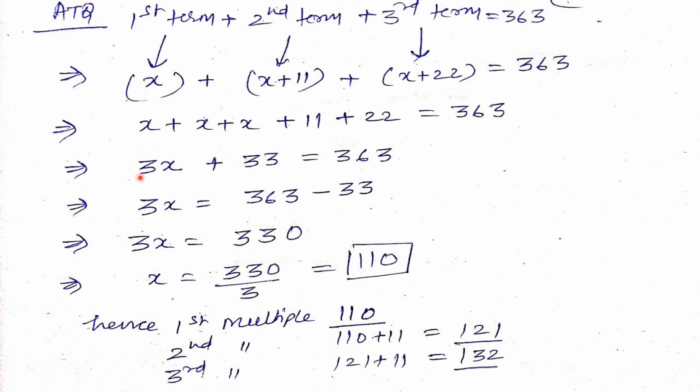To solve it, same procedure. I have taken this 33 to this side, then finally divide by 3. Answer I have got as 110. So the first multiple is 110, which is our x. So second multiple is x plus 11, so 110 plus 11, that is 121. Third multiple is x plus 11 plus 11. So 121 plus 11 will give me my third term. Understood?